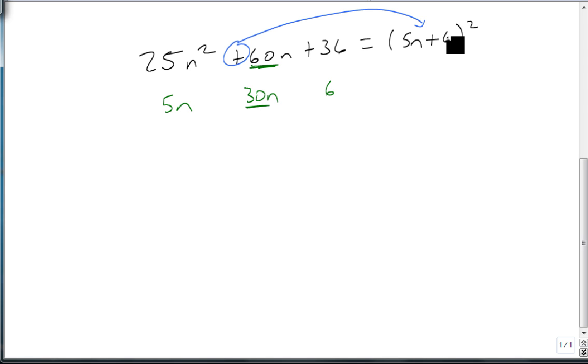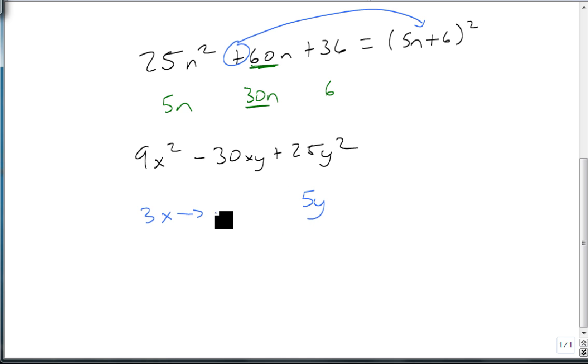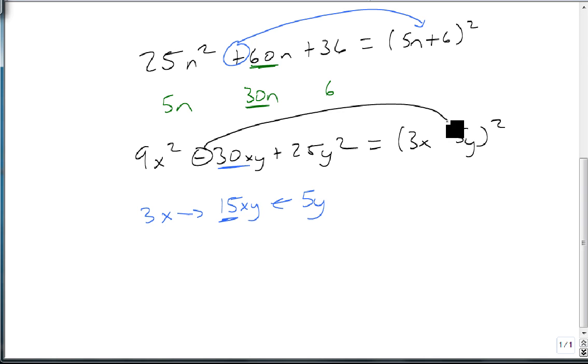One last example. Suppose I have 9x squared minus 30xy plus 25y squared. Well, 9x squared is a perfect square of 3x. 25y squared is a perfect square of 5y. 3x times 5y is 15xy. 30 is twice 15. So this factors as (3x, 5y) squared. Copy that sign in the middle again to get (3x − 5y) squared.